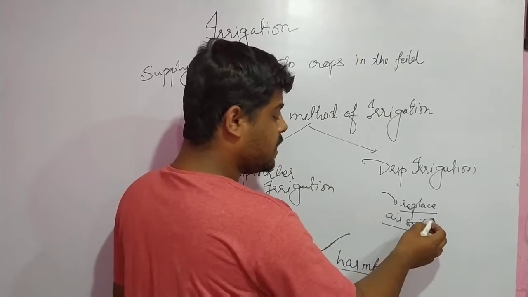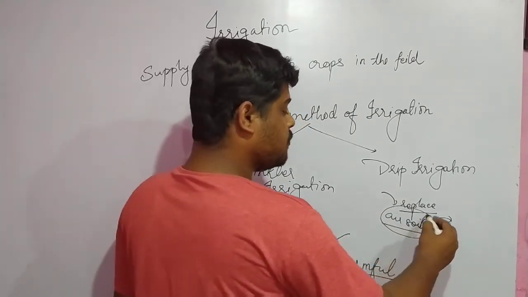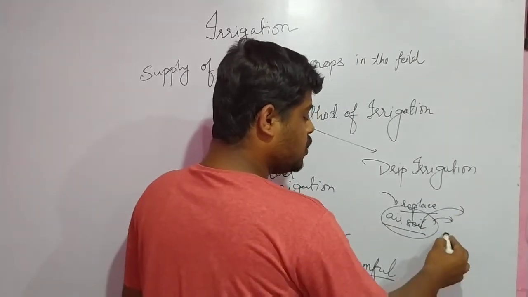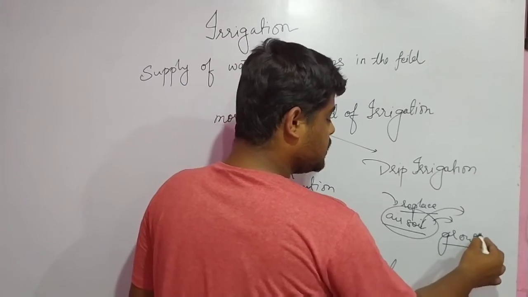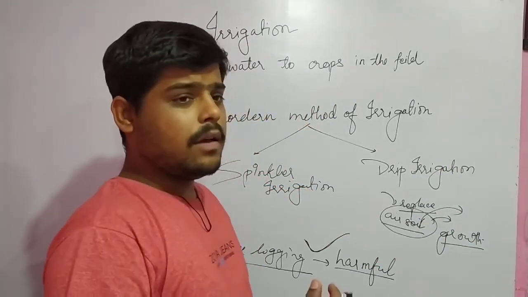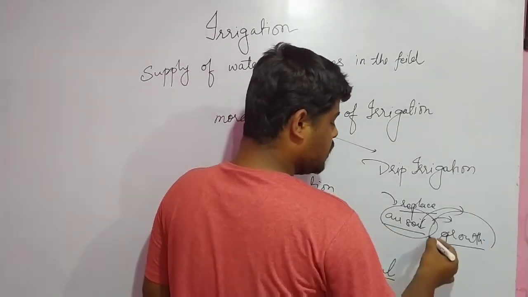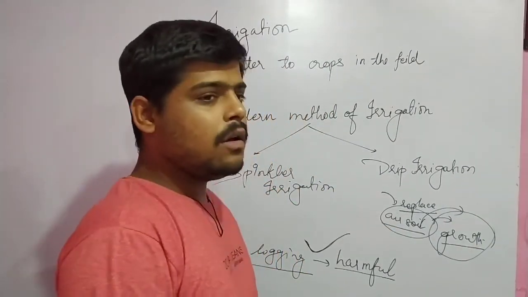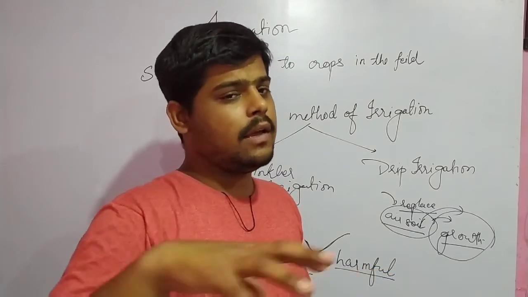As you know, air is very important, because roots also breathe. The air escapes from the soil and the growth of the plant remains stagnant or it stops growing. This is very harmful. So a proper drainage system should be maintained around the field.